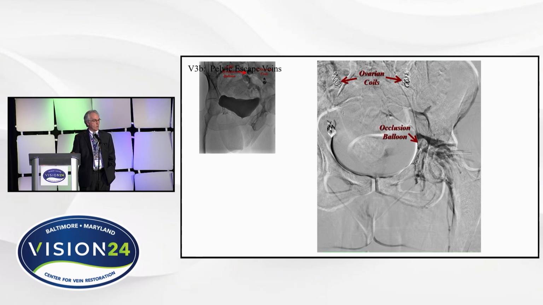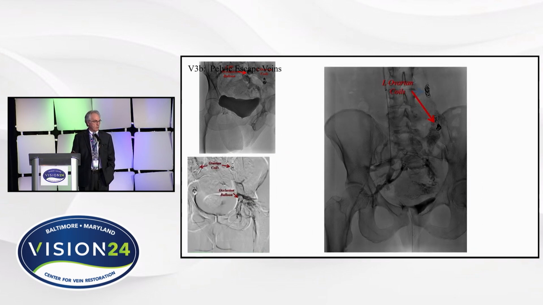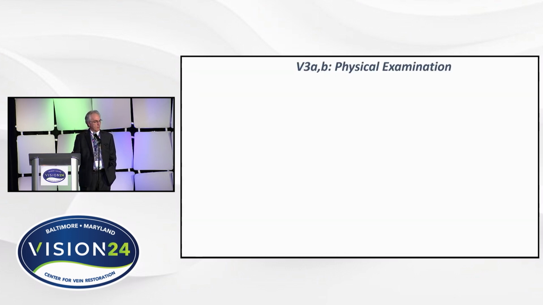So this is just some more examples of what the escape veins would look like on venography with the I point and the P point, which you've heard about today. Let's just go through this a little bit. Okay, so V3A and V3B, what do they look like on physical exam?